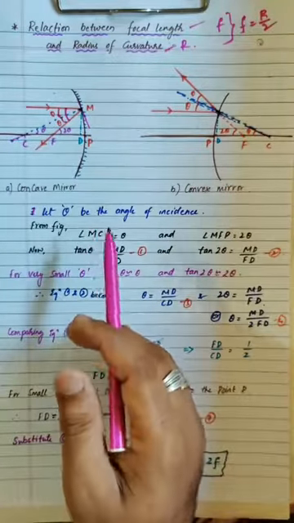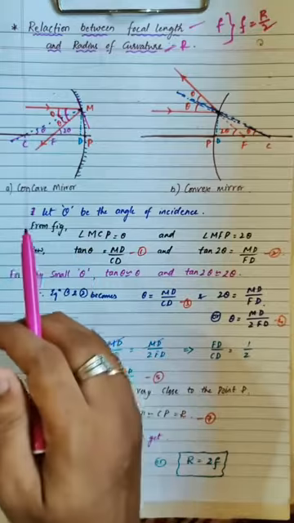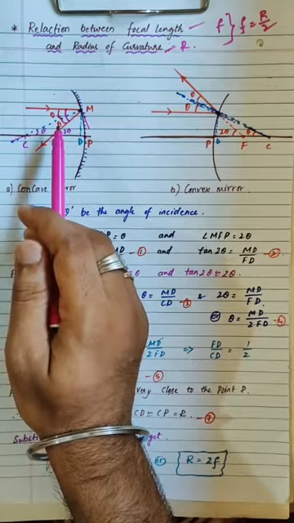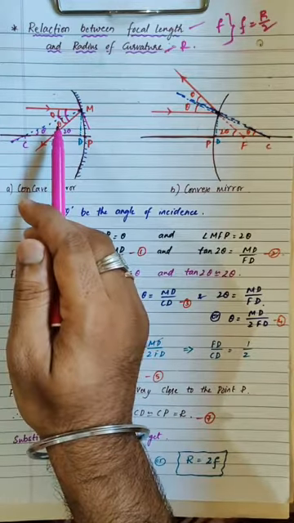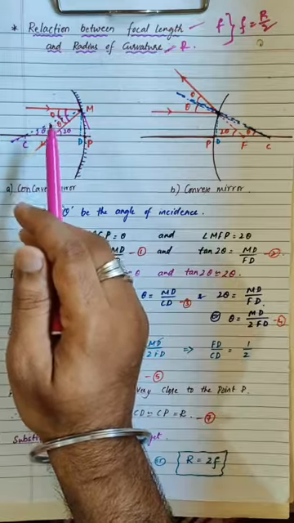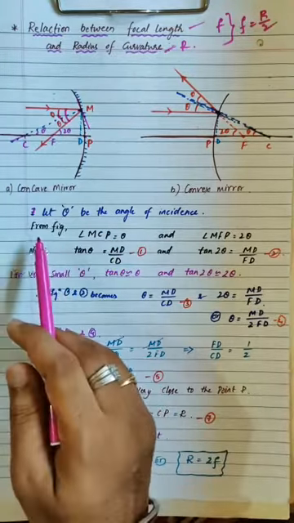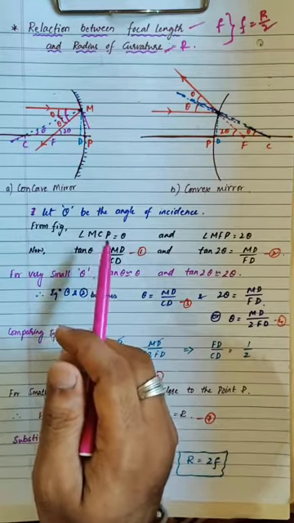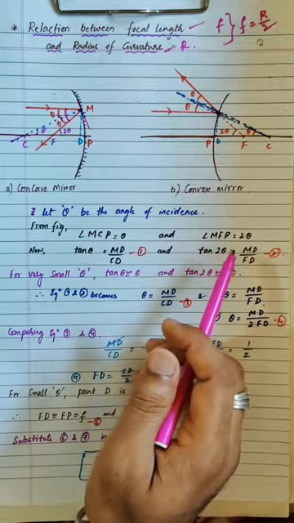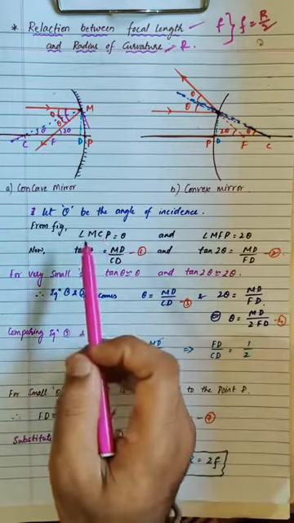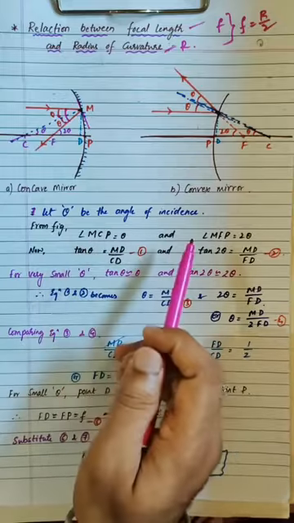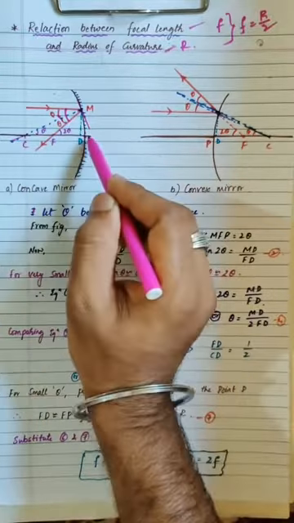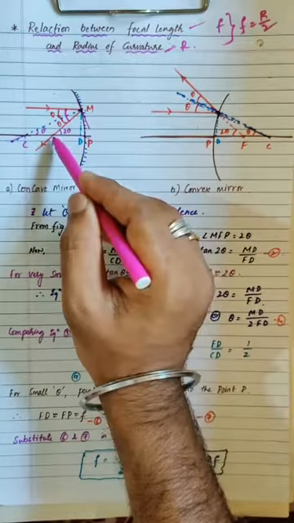Now straight away we come to the mathematical part of this derivation. Let theta be the angle of incidence. I already told you theta is the angle of incidence, and this theta is also the angle of reflection, because I is equal to R. So from the figure, angle MCP is equal to theta and angle MFP is equal to 2 theta. Why are we concentrating on triangles MCP and MFP? Basically, we have only two triangles in this figure: MCP and MFP.